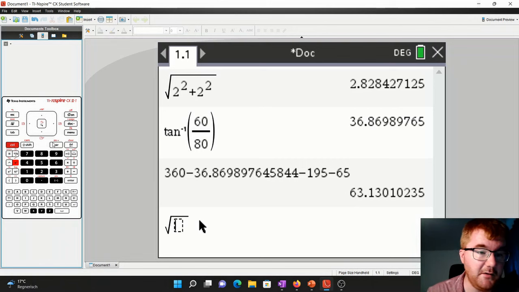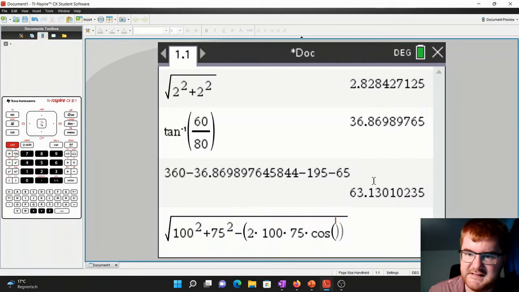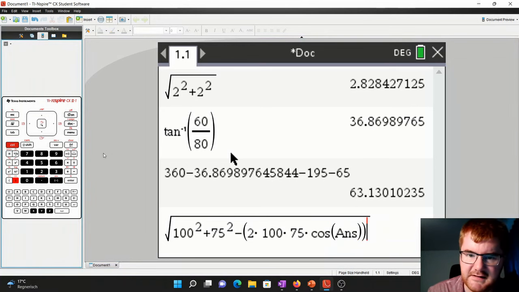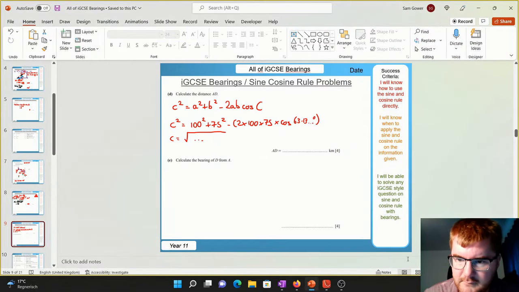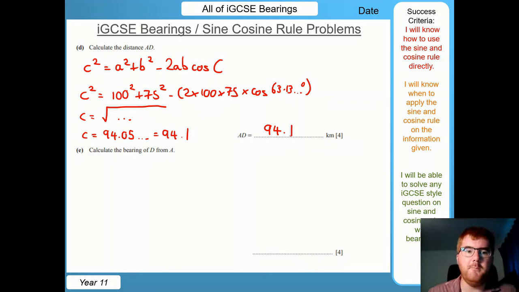So first of all, start with a square root, 100 squared plus 75 squared, minus brackets, all about just being very careful here. 2 times 100 times 75 times cosine of this angle here, the 63.13. Now I can be a bit lazy here and just go control and this button, pop in all my brackets. And notice this is what you want to do: get as far as you can with the algebra and then just use your calculator once. You'll avoid some of these rounding errors. If you press the big button, we get our final answer here, the most accurate answer of 94.05. Let's pop that in. 94.05 dot, dot, dot. And that's then equal to 94.1 kilometers for all four marks.